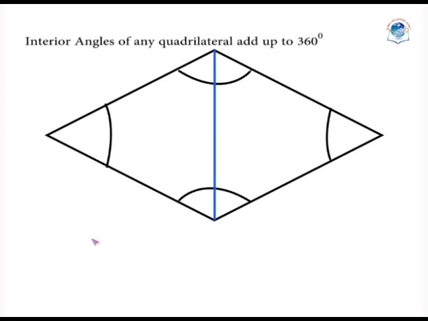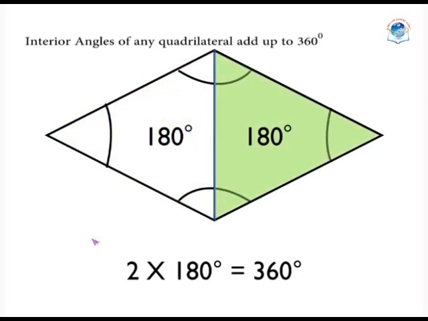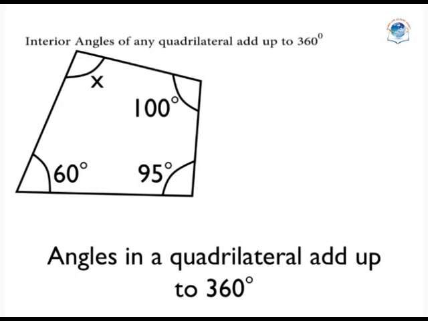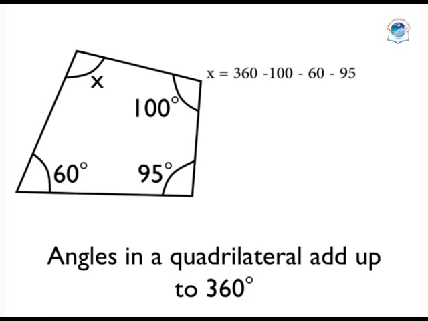So we have 180 in one triangle and another 180 in the other triangle. So in total we have 360 degrees. So if, for example, we have this quadrilateral, we can find x. We do x is equal to 360 minus 100 minus 60 minus 95, which gives us 105 degrees.